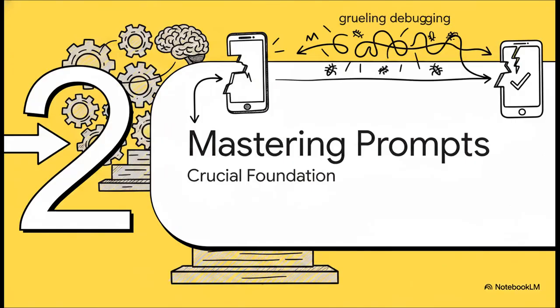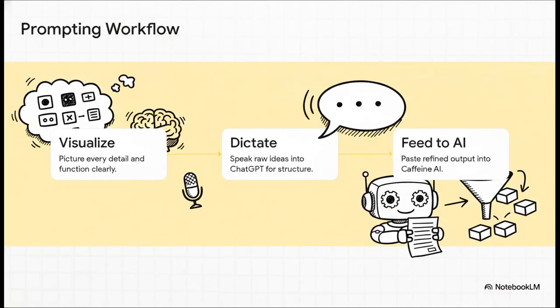Moving right along to Section 2, mastering your first prompt. So, if you want to dodge spaghetti code and painfully slow load times, you've got to treat Caffeine AI exactly like an incredibly enthusiastic but very literal junior developer. You do this through a specific 3-step prompting workflow. First off, visualize the app in deep detail. Picture every single button and function in your head, put it all into sharp focus.